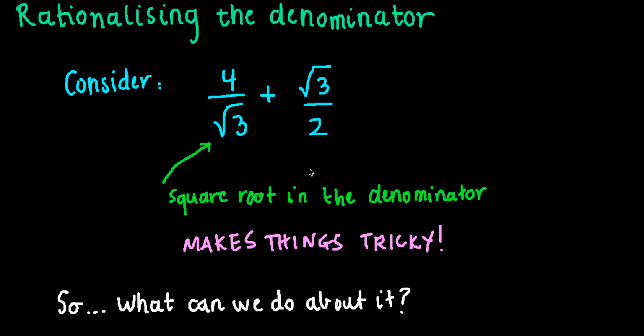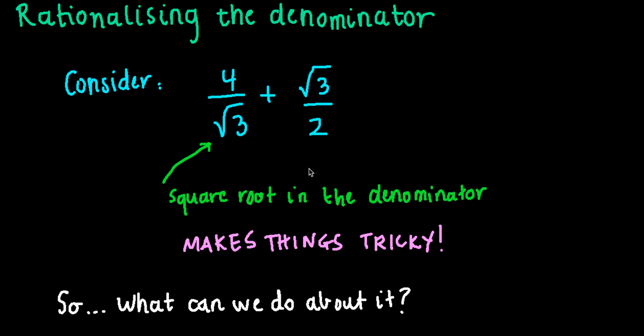As you can see, what we're going to do in this video is look at something called rationalizing the denominator. So I wanted to first explain what that is and why that would be necessary. If you have a look at this first little expression that I've got here, 4 on root 3 plus root 3 on 2, you'll see that there is a surd in the denominator. Now this is a problem because if I needed to collect like surds, it becomes very challenging when you have a surd in the denominator.